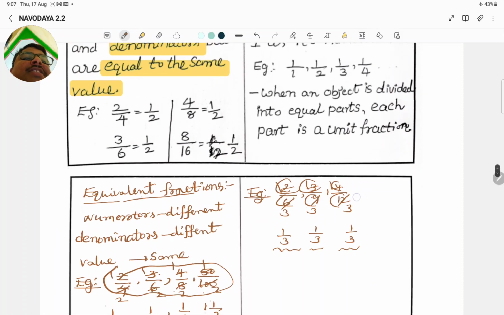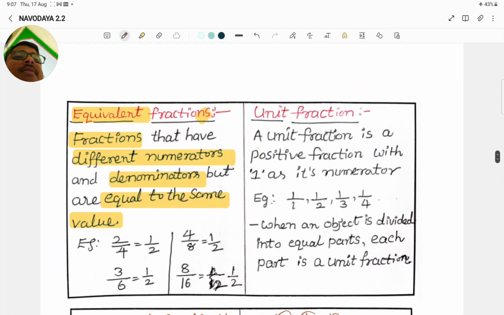Equivalent fractions. See here, equivalent fractions is nothing but what? Fractions that have different numerators and denominators, but are equal to the same value.